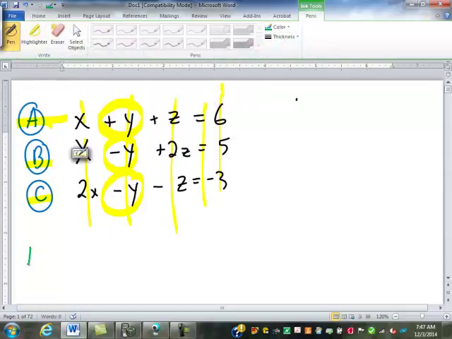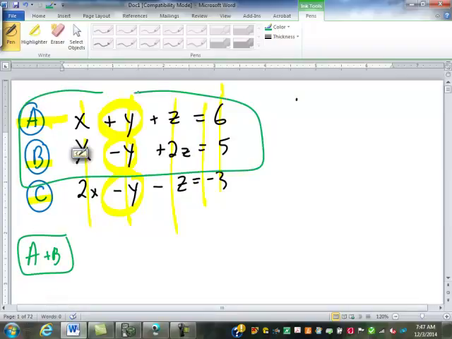I'm going to add equation A plus equation B. So that means I'm adding these two right up here. So X plus X is 2X. Positive Y plus negative Y cancels out. Z plus 2Z, 3Z. 6 plus 5, 11. Okay. Now we're done with that.